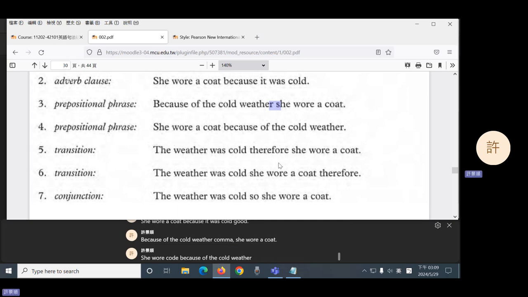Good. The weather was cold, semicolon, therefore, comma, she wore a coat. The weather was cold, semicolon. She wore a coat, therefore. As we just discussed, this is fine. You can move the therefore around. And number seven, the weather was cold, comma, so she wore a coat. Questions?